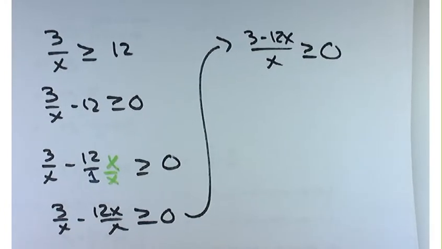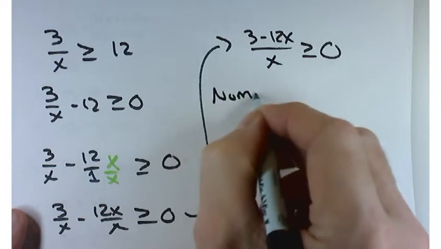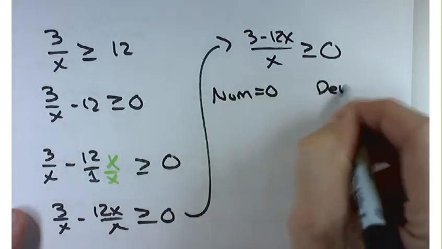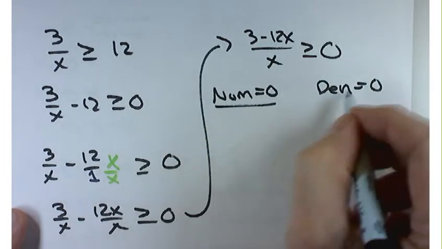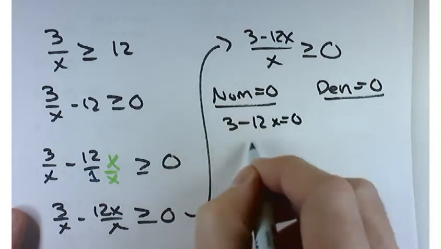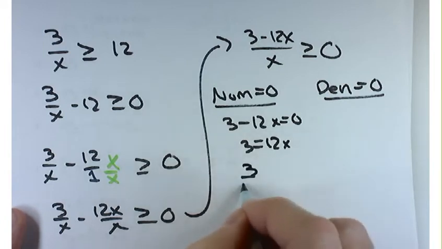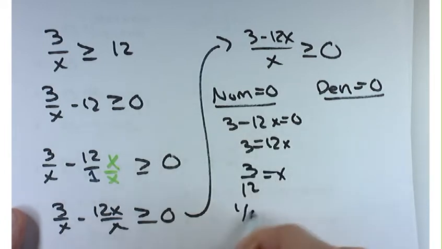And that's how you need to start out on this one, is you need to get that 0 on one side and then write the other side with one expression. The rest of this is the same. Want to find where the numerator equals 0 and where the denominator equals 0. Well, that's not going to be too hard. 3 minus 12x equals 0 means 3 equals 12x. And if you divide both sides by 12, I get 1/4.